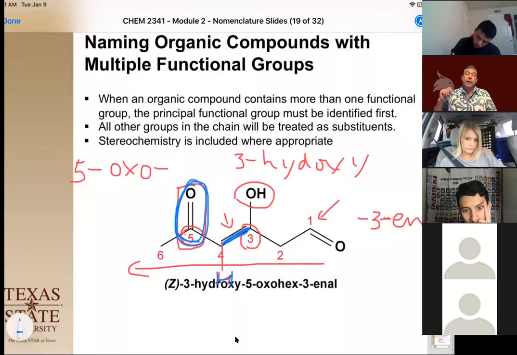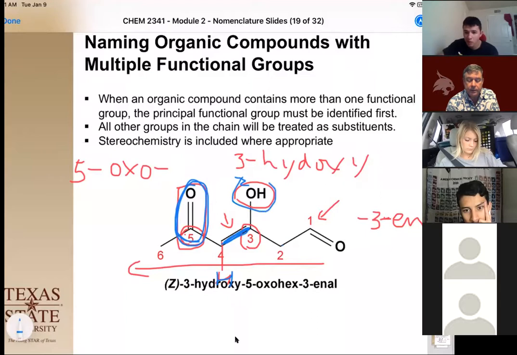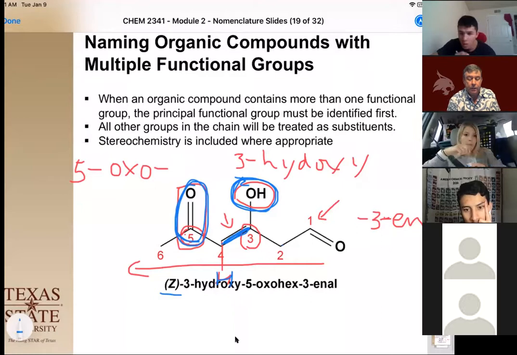Oxygen has a higher atomic number, therefore it is the highest priority on this side of the double bond. So now we have two things on the same side of the double bond. So they're on the same side, so that makes them Z. Okay, so now we have a Z configuration.